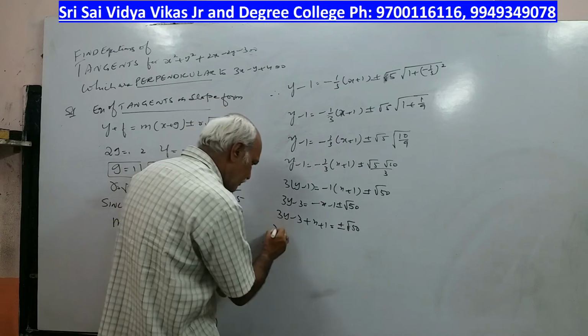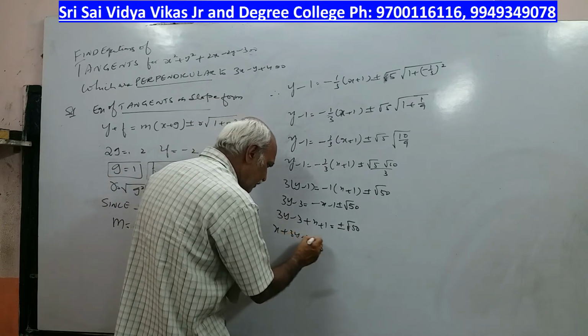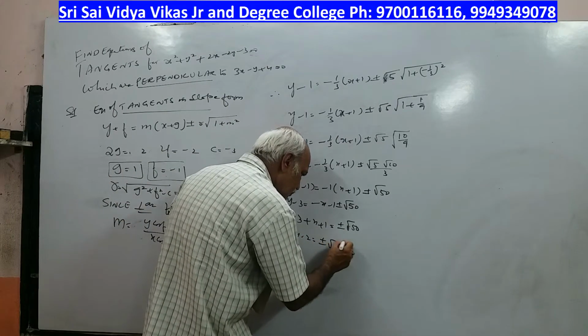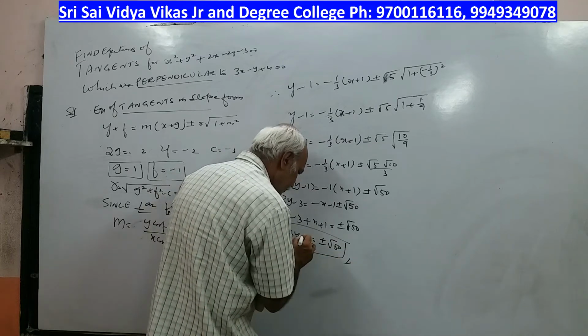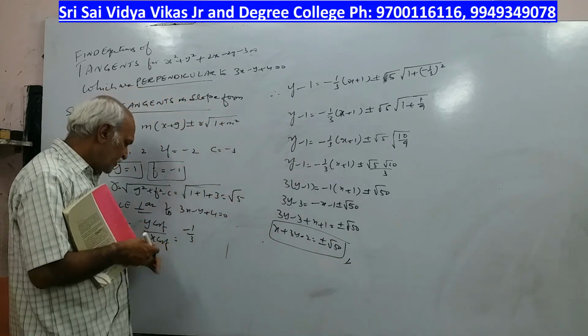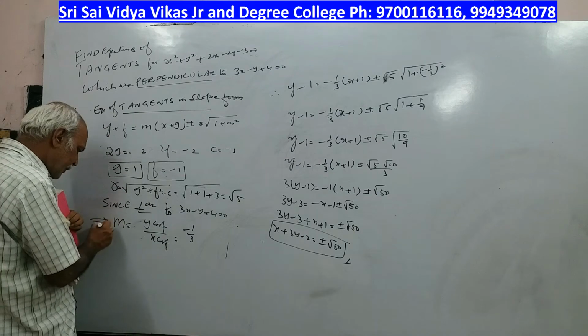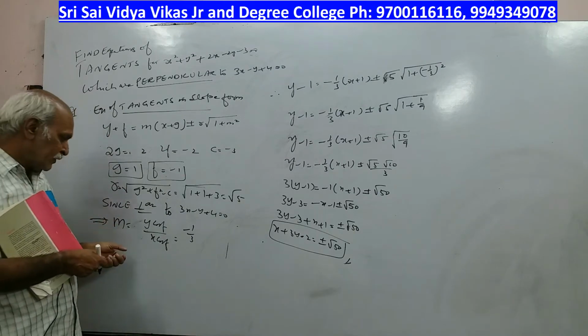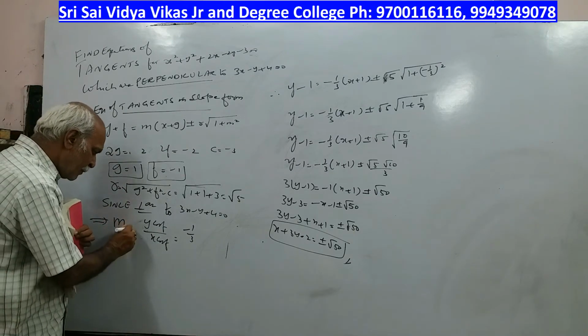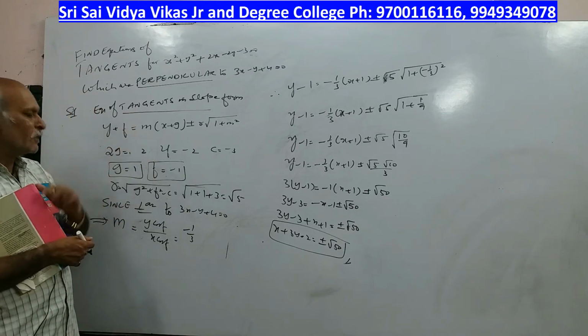Therefore this becomes x plus 3y minus 2 is equal to plus or minus root 50. Means what? Condition. This is very important. In parabola, ellipse, hyperbola also we use this condition. Okay, parallel, perpendicular. So here this formula you have to apply. Copy this.